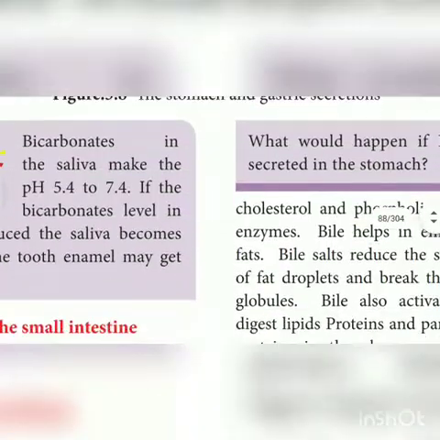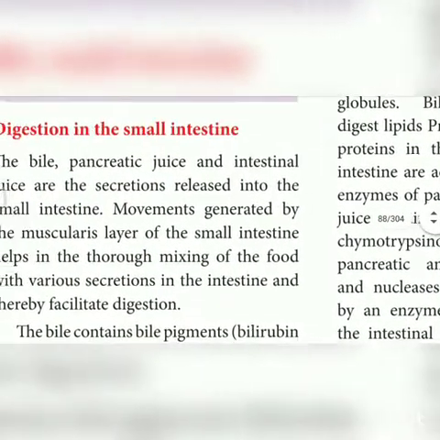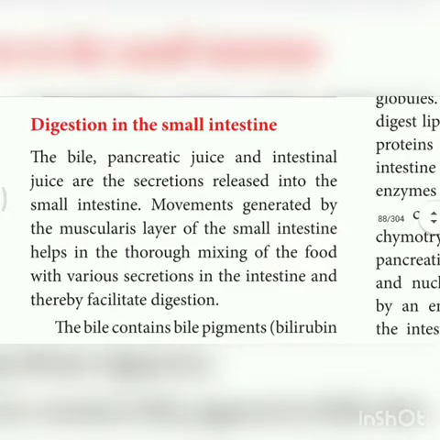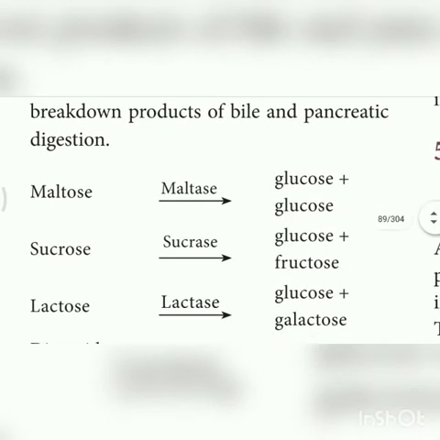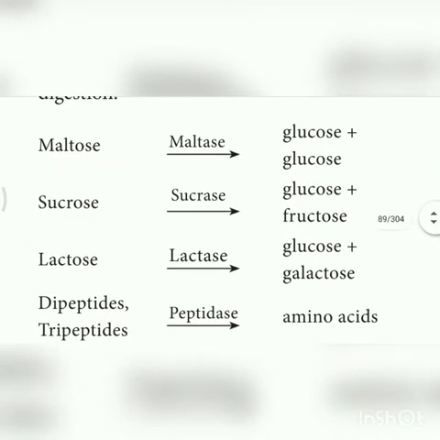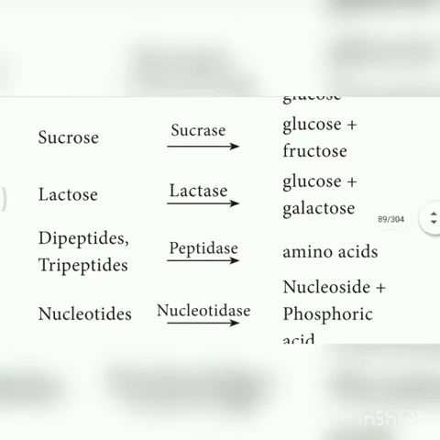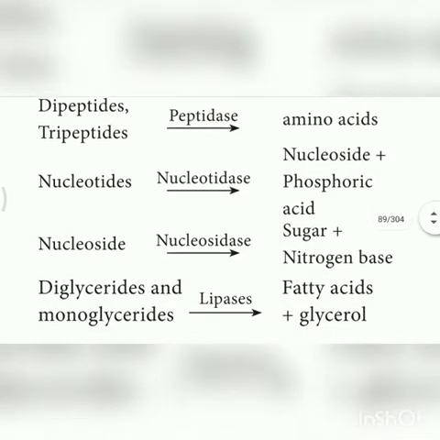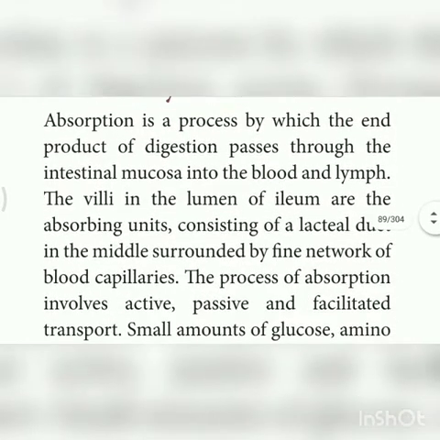And then digestion in small intestine. Digestion in small intestine is a very important 5-mark question. So you have to write it in equation form, so it will be easy for you to read. It's an important 5-mark question, so read it fully. And then absorption and assimilation of proteins, carbohydrates, and fats.